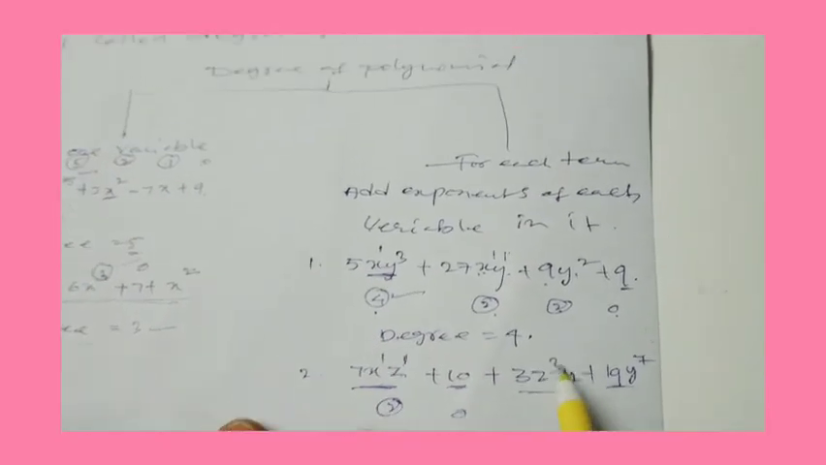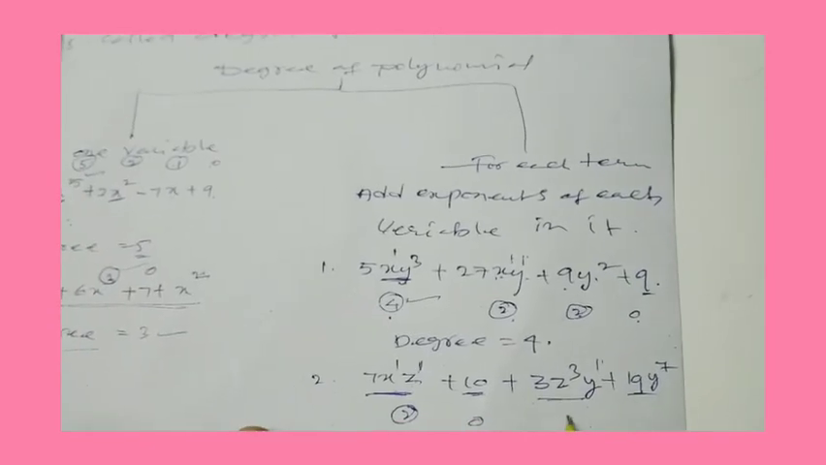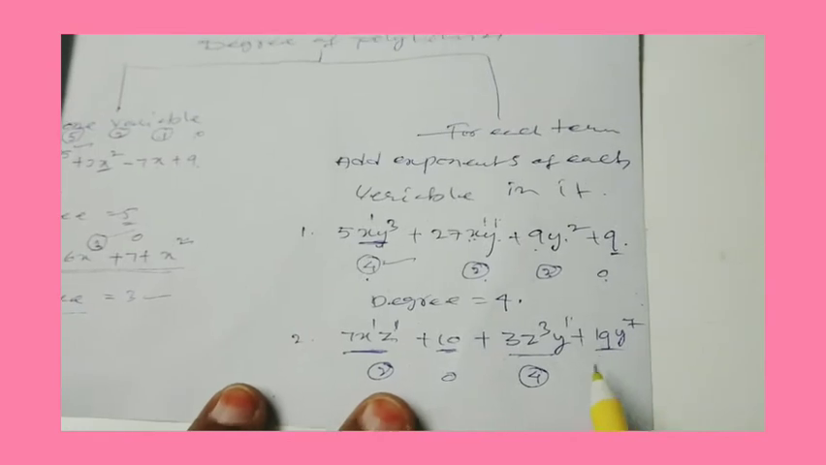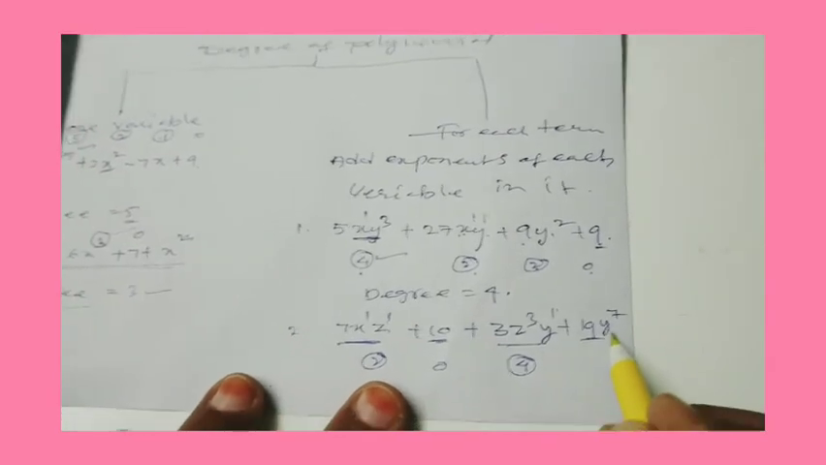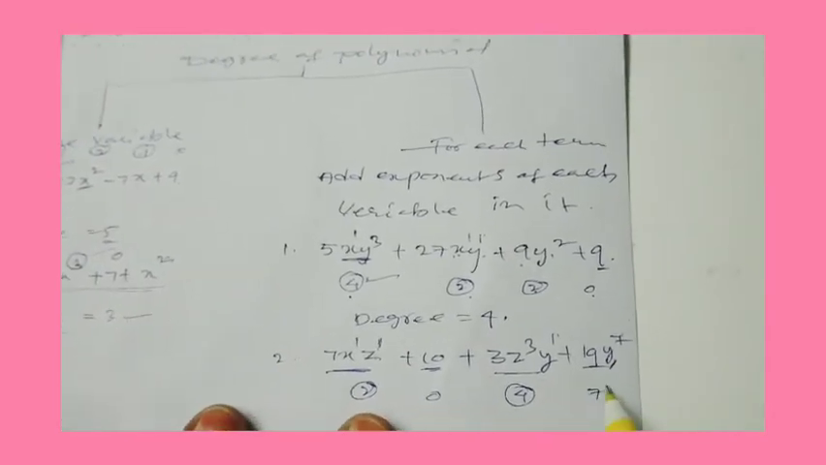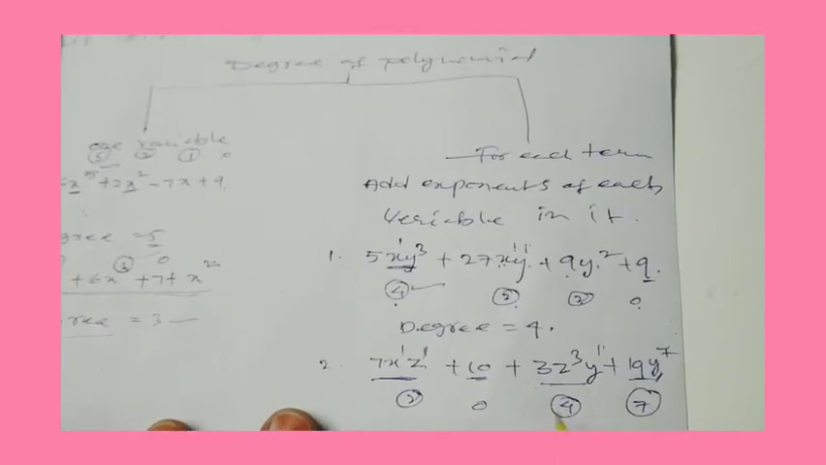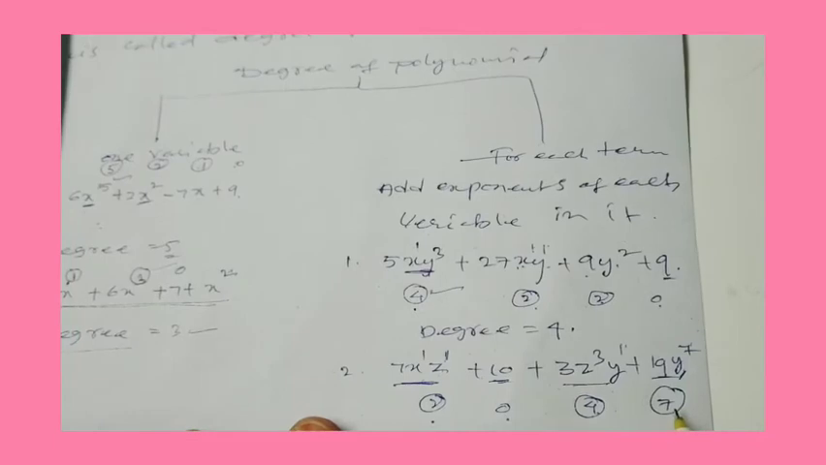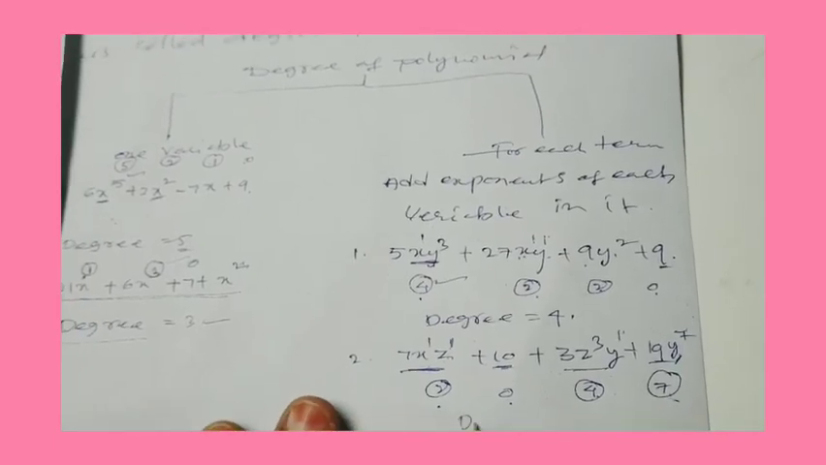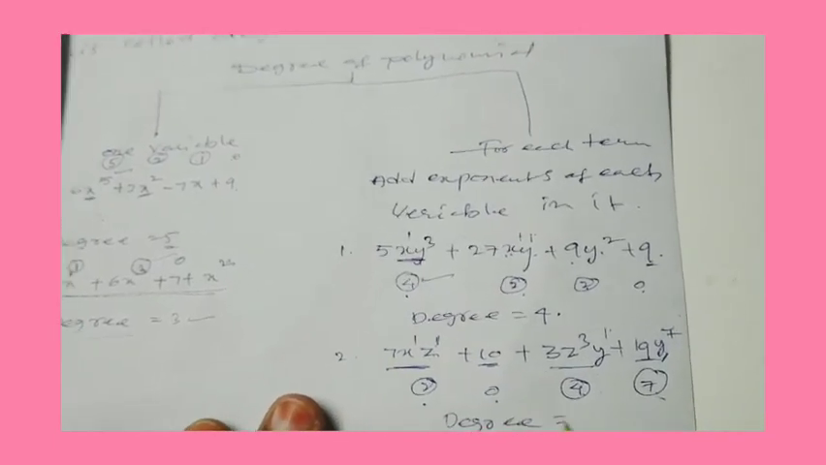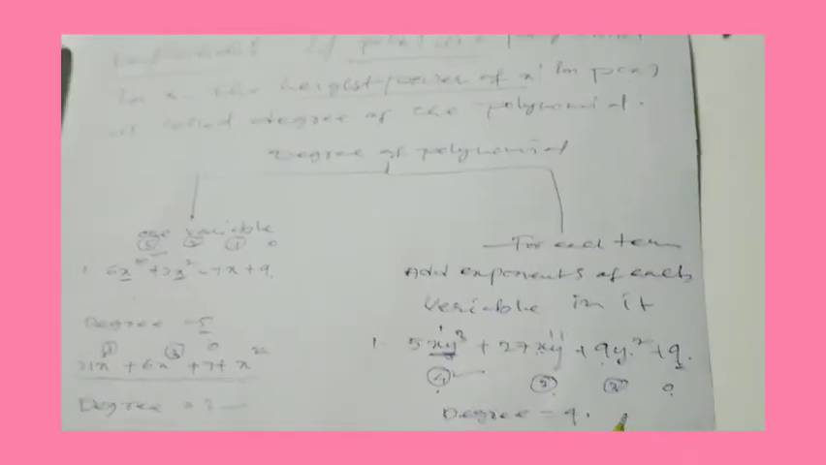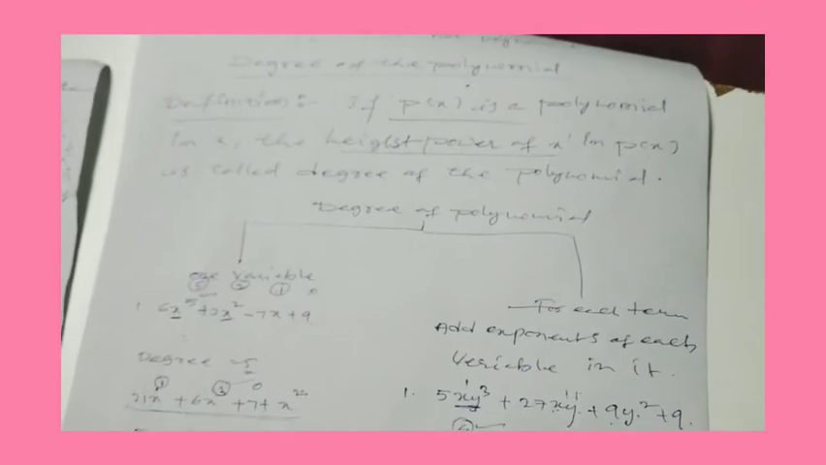Here z power 3, y power not there means 1. 3 plus 1 equals 4. Plus 19 y power 7. So here variable y, its power is 7, so its degree is 7. Finally we got 2, 0, 4, 7. Among these four values, what is the maximum value? 7. So its degree is 7. Okay, so that is how to find the degree of the polynomial we discussed.